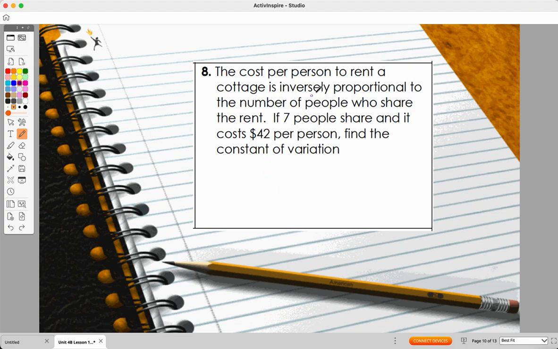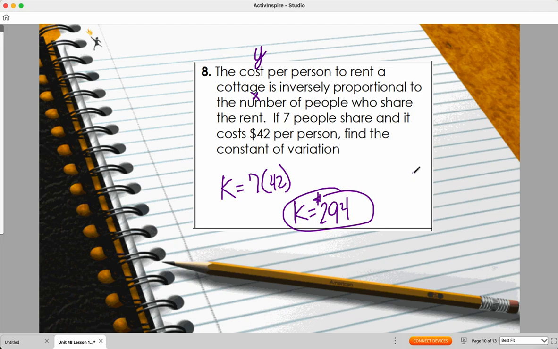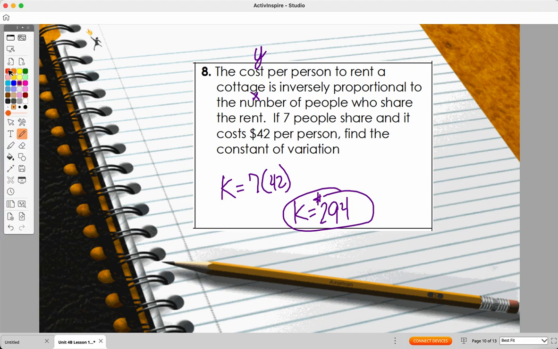Let's take a look at what we've got. Again, we have that same varies inversely, so y is my cost, x is the number of people. So k is equal to 7 times 42, which makes k equal to $294. So the really neat thing about this is this makes perfect sense, because let's say you rent an Airbnb with a bunch of friends. The more friends you have, the cheaper it is. The less friends you have, the more you each individually pay. So that's kind of the idea of inverse variation in real life.